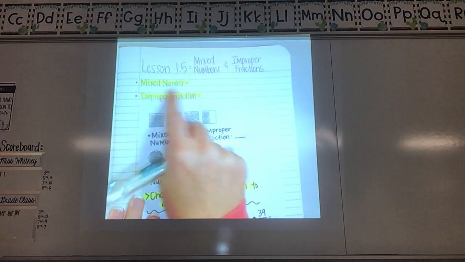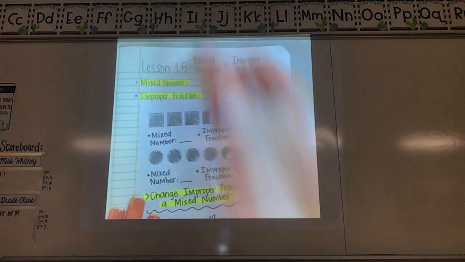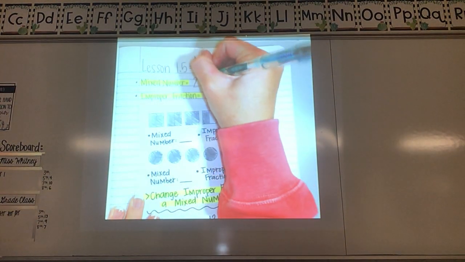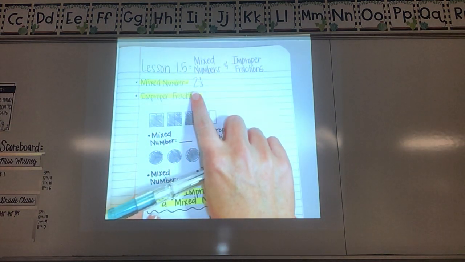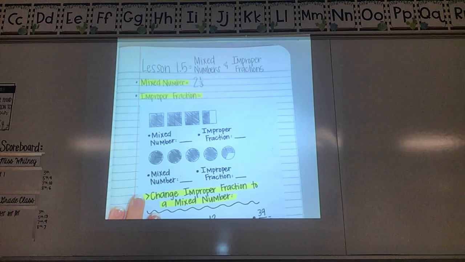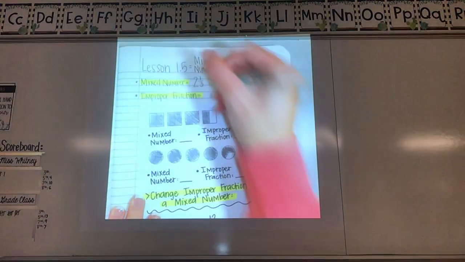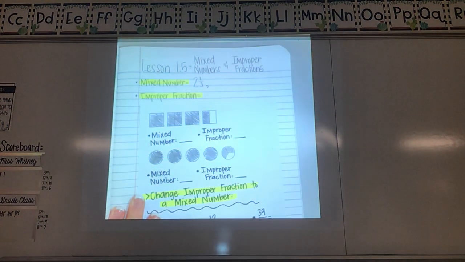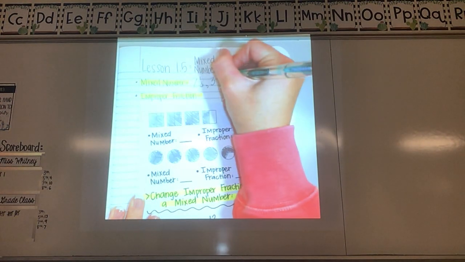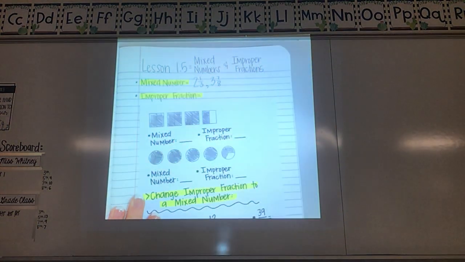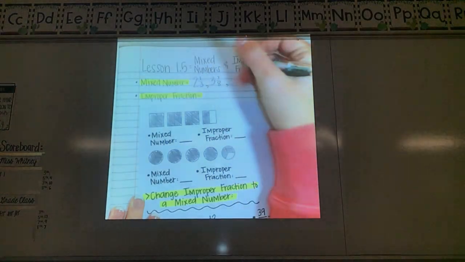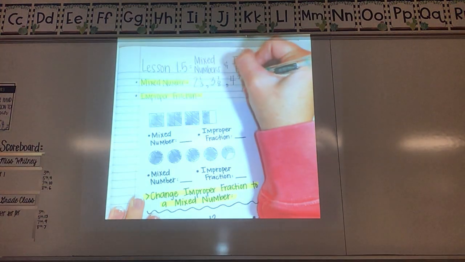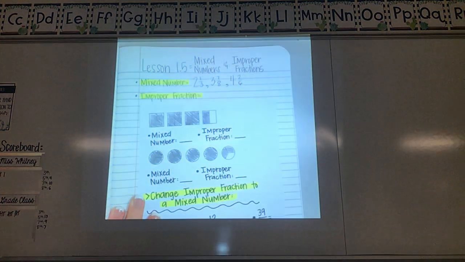So remember, a mixed number is something that looks like this. It has a big number or a whole number and a fraction. So I would read that 2 1/3. Let's look at another example here. 3 7/8 would be a mixed number because I have a whole number and a fraction. And one more example would be something like 4 2/6. Mixed numbers just means I have a big number and a fraction.